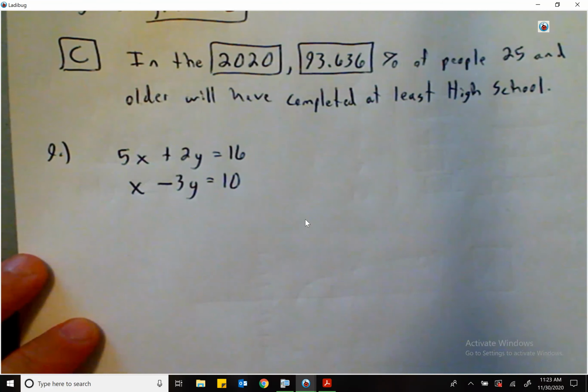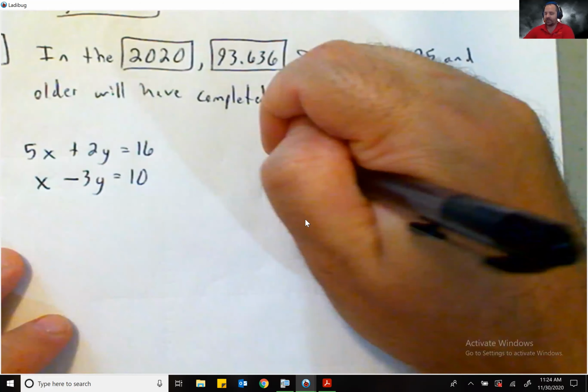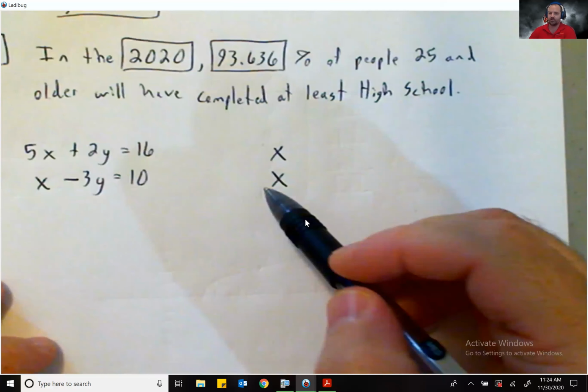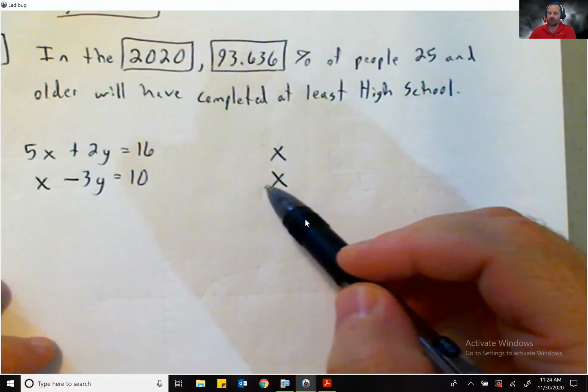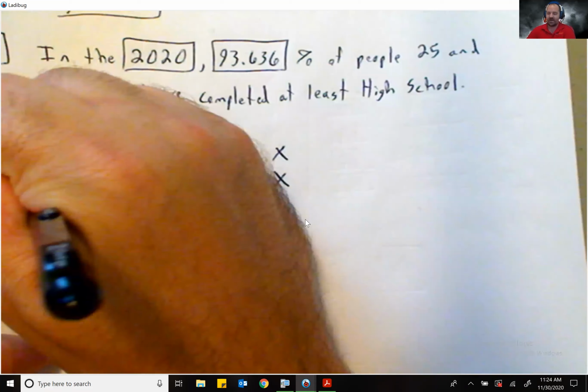X. Let's go with X. It would have been easier to get rid of the Y's, but that's neither here nor there. We're going to go with X. So I need to make sure that both of these will have the same number in front, and one of them is positive and one of them is negative. Right now I have 5 and 1.